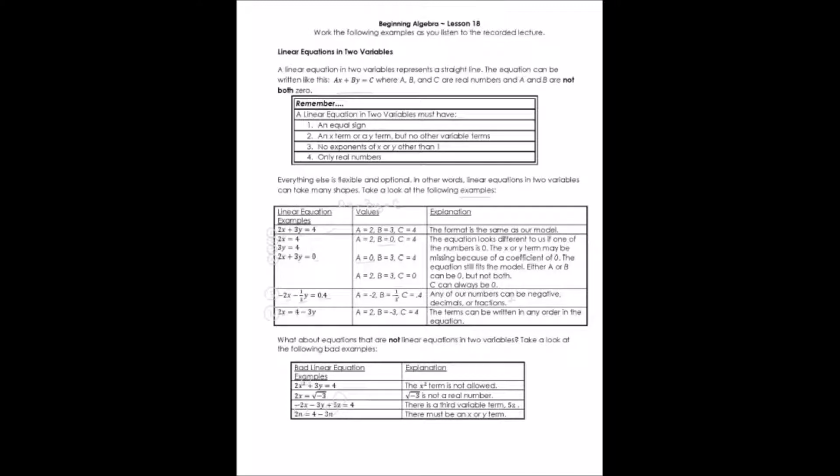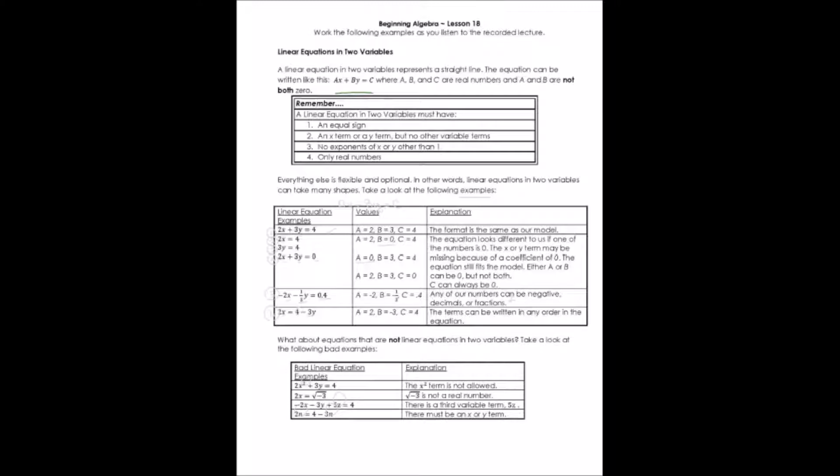So a linear equation in two variables has a specific format. Ax plus by equals c. A, b, and c are real numbers, and the only other rule is that both a and b cannot be 0. If a and b were both 0, we would have no x or no y variable because they would be multiplied times 0 and they would disappear. So remember these rules, okay?